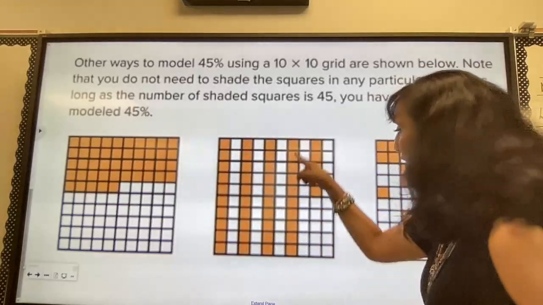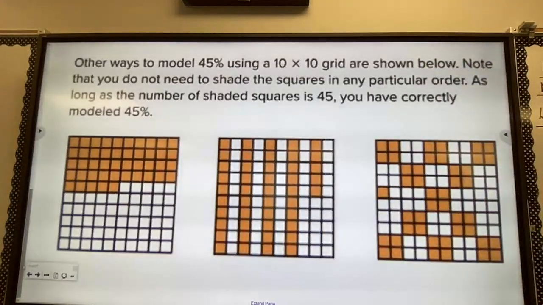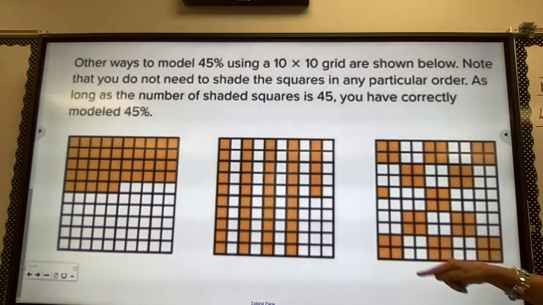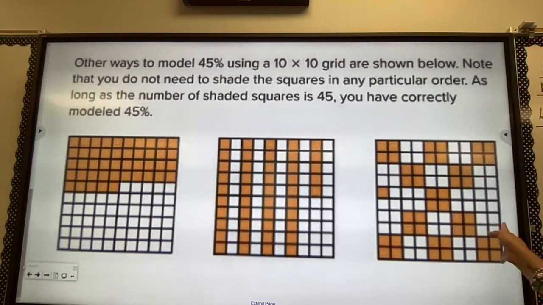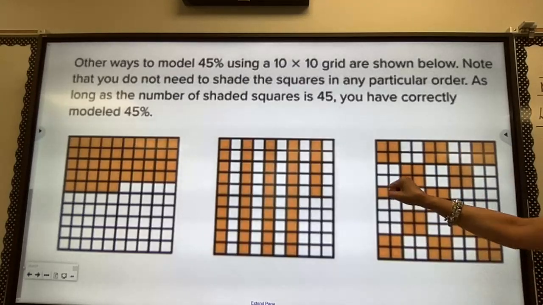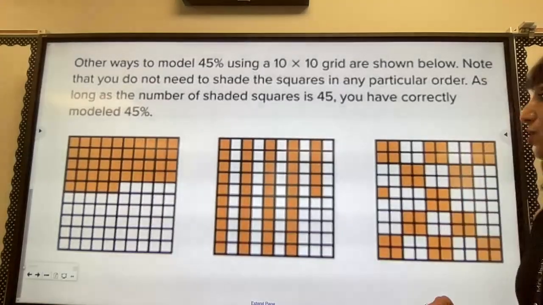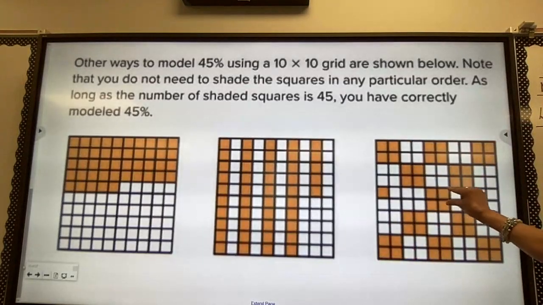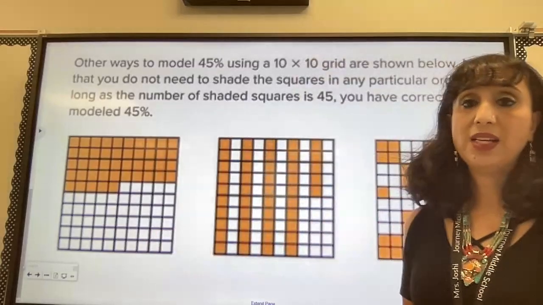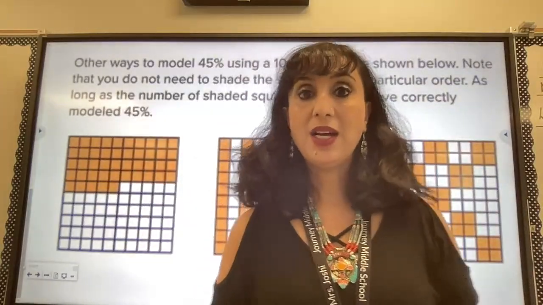Here's another example. 10, 20, 30, 40, and 5. 45%. Let's look at this example again. So this is going as 4, 8, 12, 16, 20, and see? All right. And this is 40 because this is 20, and this is another 20. 40, 44, 45. So once again, 20, 40, 44, 45. So that is 45%. All right. So it can be represented in so many different ways. You're just looking at what is shaded in, and that is the percent.